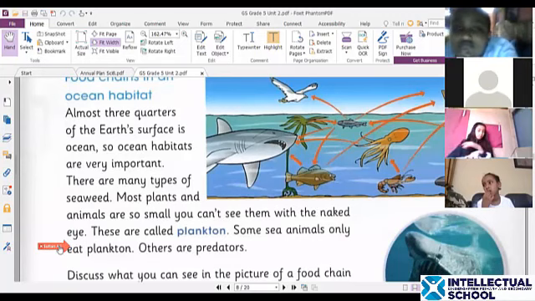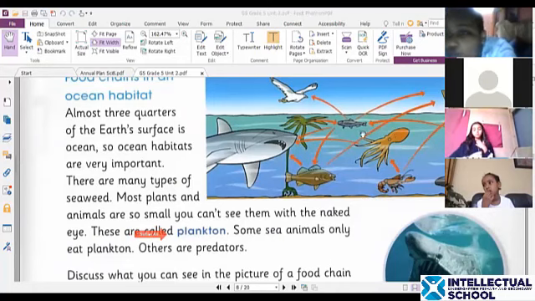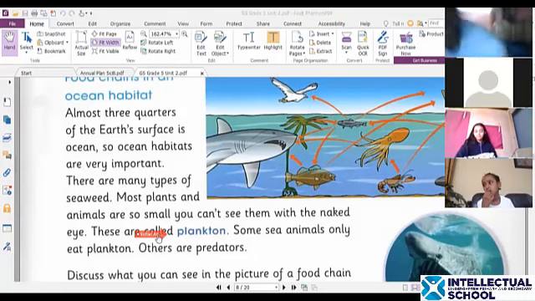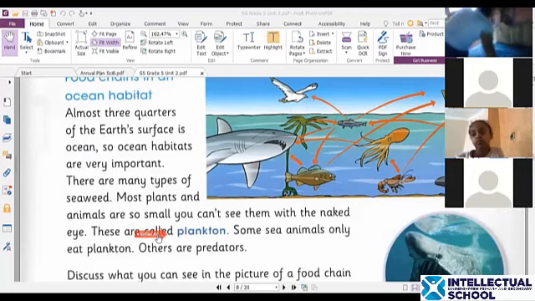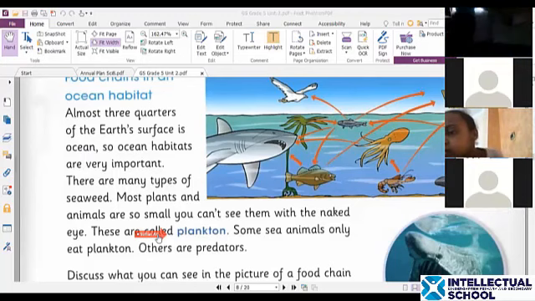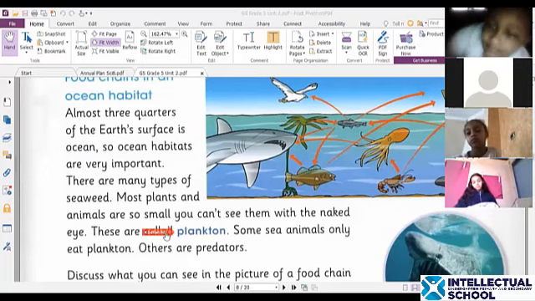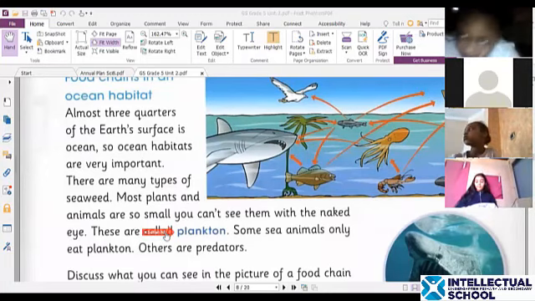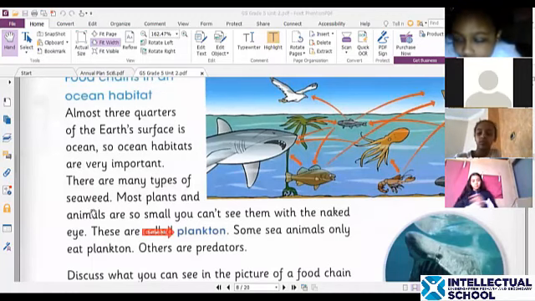Planktons are important. These are the animals and plants that are microscopic, very small in size, that you can't see with your own eye, and they are present in the ocean. We also call them zooplankton or phytoplankton. They are different types of microscopic animals and plants present in the sea, and they are eaten by other animals and plants. So here they have shown a very good relationship.